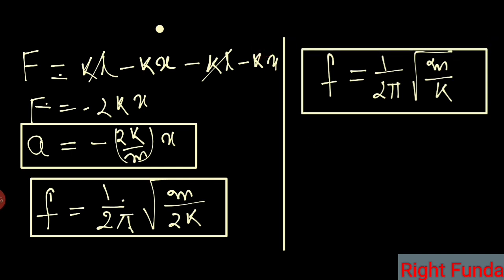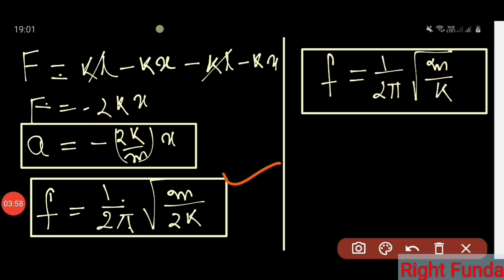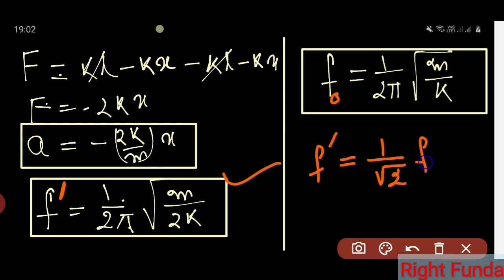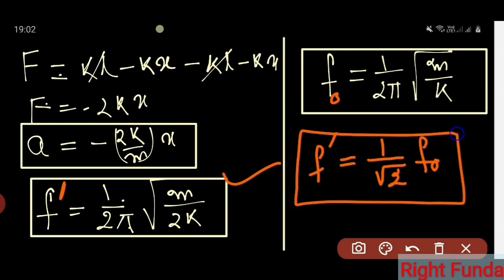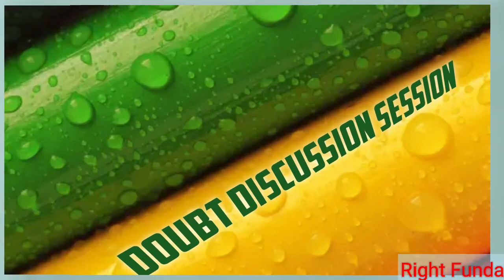And this is the frequency when the charge is given, with both the electrostatic forces acting, and in the condition that x is much much lesser than l, that's why we apply the binomial expansion. So this is the original f naught, and this is my f dash. So f dash is equal to 1 by root 2 times f naught. The new frequency in the presence of charges becomes 1 by root 2 times the original.